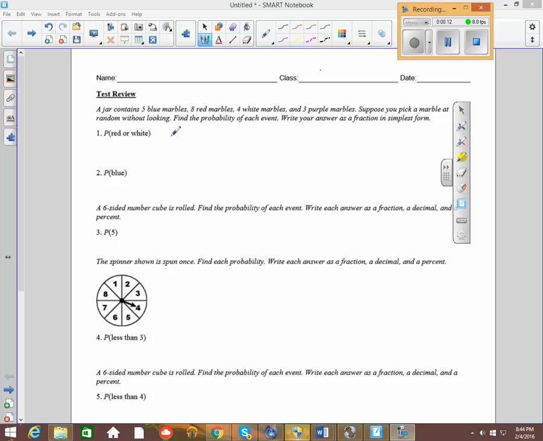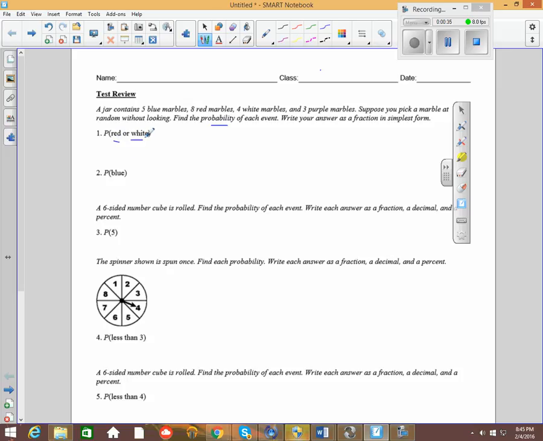A jar contains 5 blue marbles, 8 red marbles, 4 white marbles, and 3 purple marbles. Suppose you pick a marble at random without looking. Find the probability of each event. Write your answers as a fraction in simplest form. Number 1, red or white.